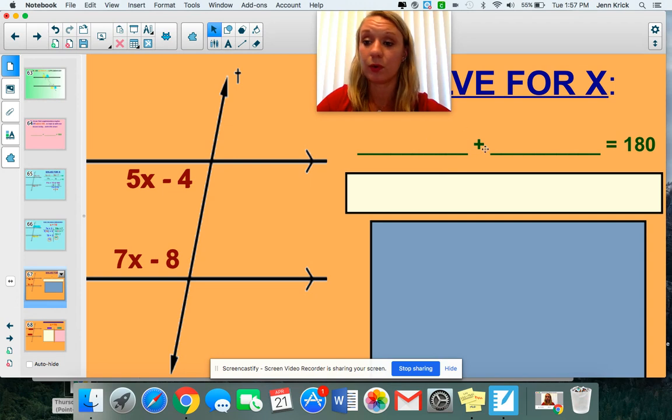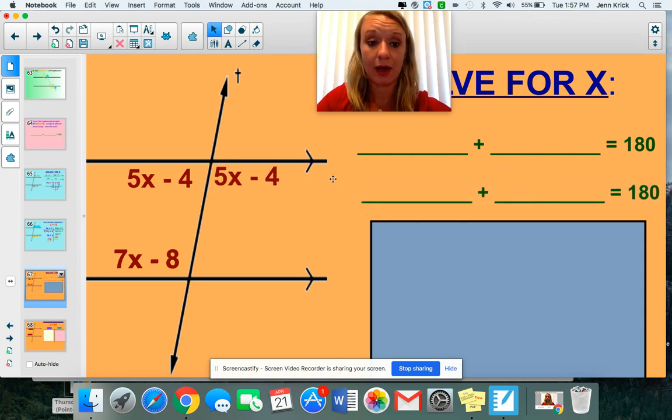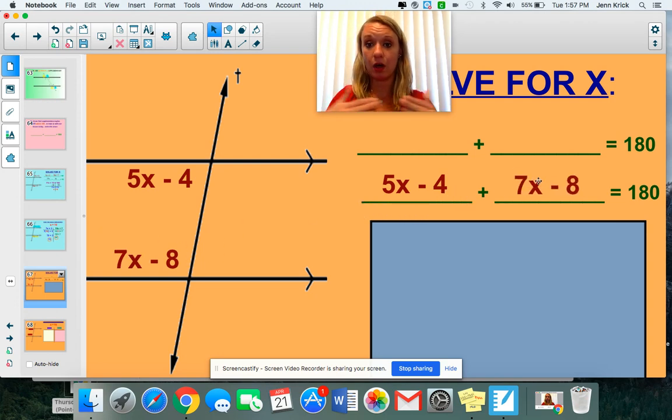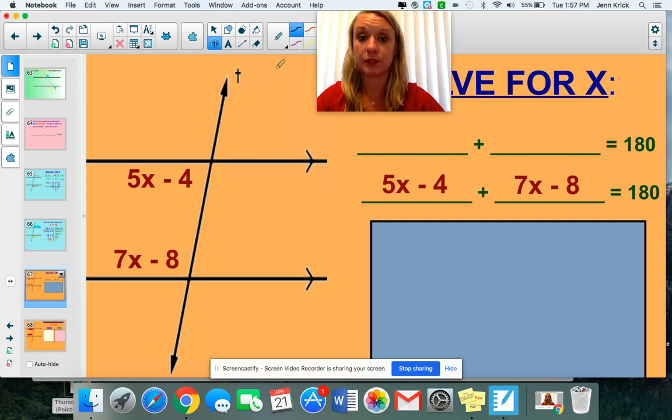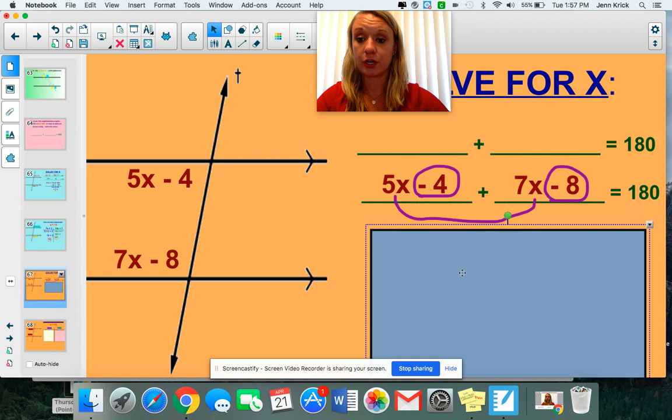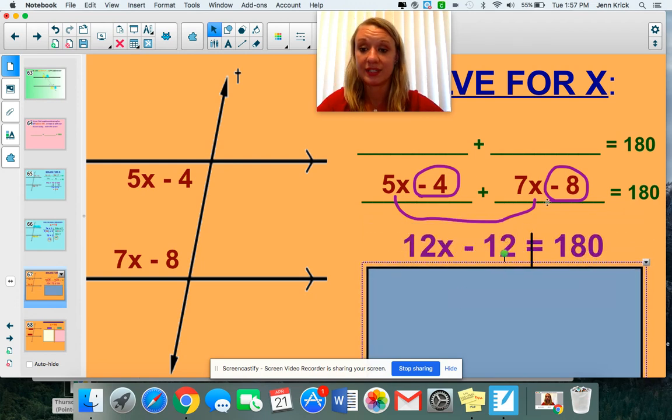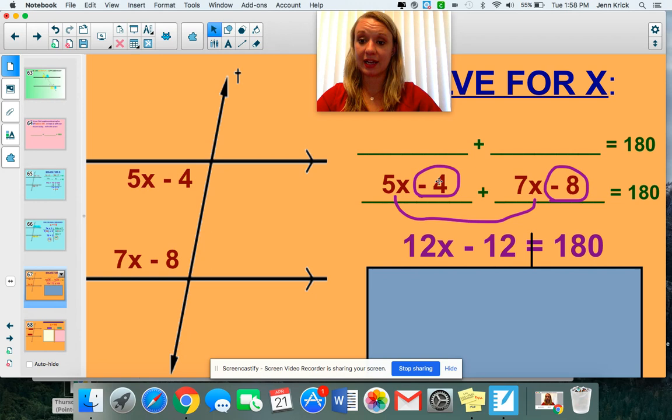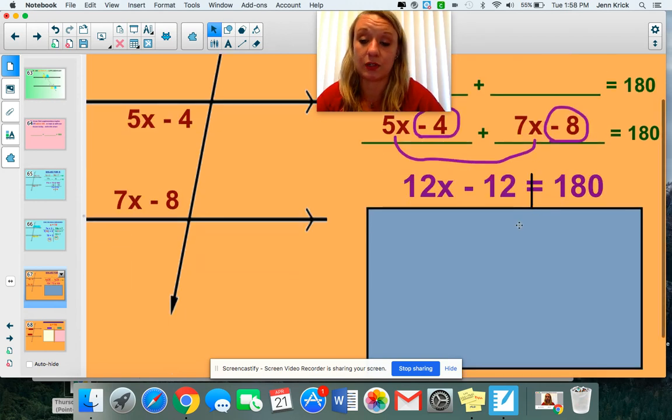So notice this format came up here again. So I'm going to take each expression and set it all equal to 180. Now you need to work on combining your like terms. Okay, so we worked on this a lot together in person. You've got 5x and 7x, and you've got a -4 and a -8. When you combine your like terms, we know that 5x plus 7x is 12x, and then a -4 plus a -8 is a -12. And all of that equals 180 degrees.